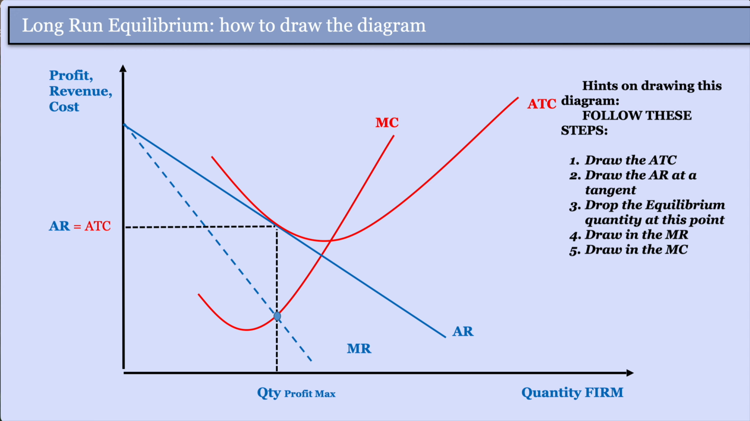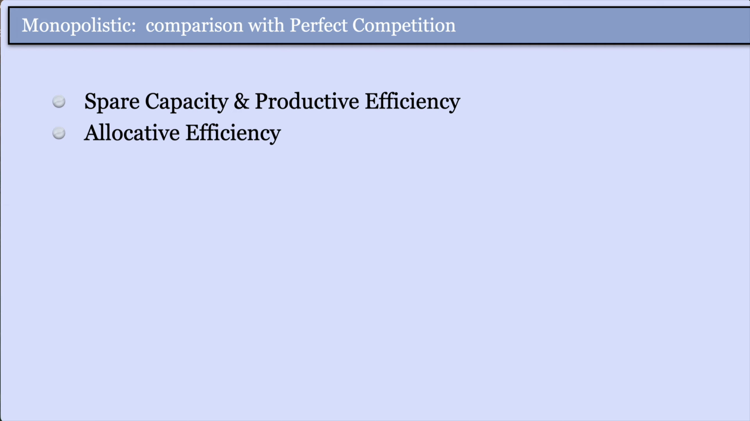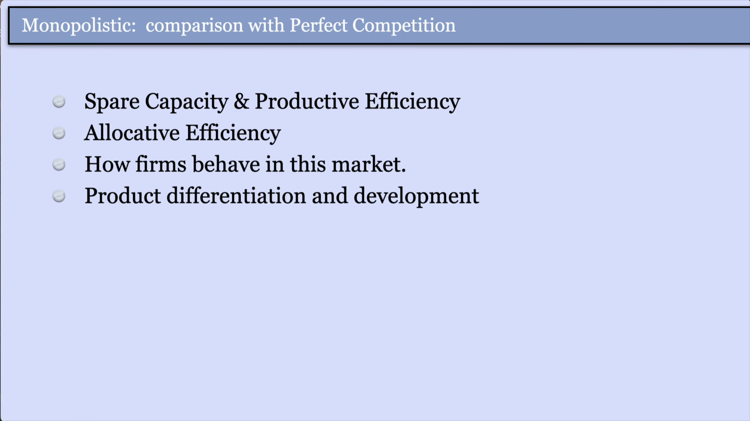And I'd really recommend that if you are in the exam doing this, you simply draw a short run diagram and then this long run diagram and explain how you get there. Then you identify the fact that there is no supernormal profit where AR equals ATC. Okay. So how does that compare with perfect competition? Well, these are the 5 ways in which we're going to actually look at it.